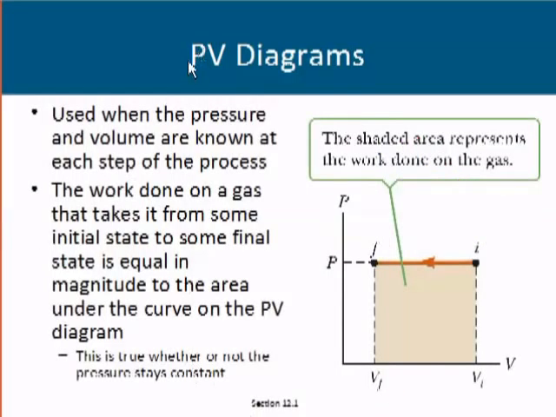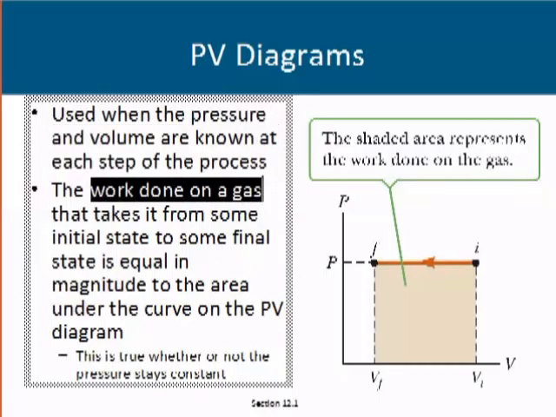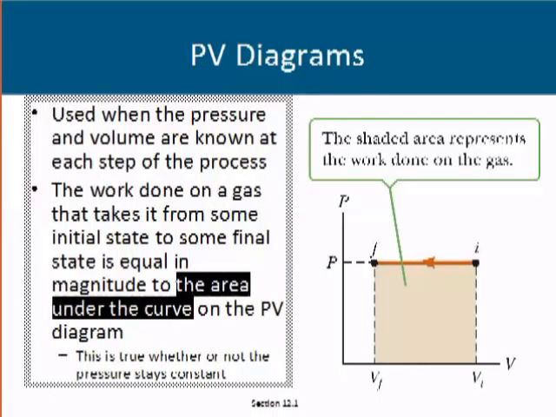Now what I'm showing you there is called a PV diagram. A PV diagram is used when the pressure and volume are known at each step in the process. The work done on a gas that takes it from some initial state to some final state is equal in magnitude to the area under the curve on the PV diagram.